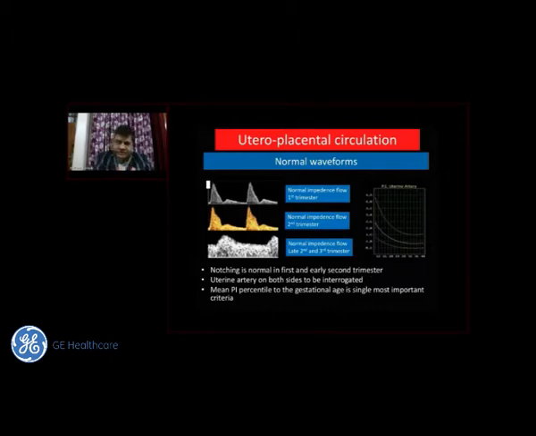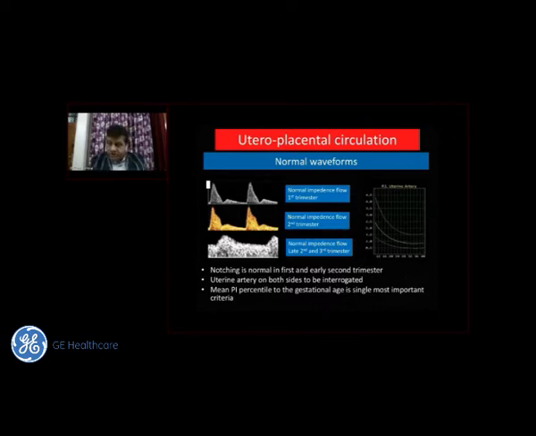You must have seen these figures before, but for the sake of making it, since this is the most important tissue, we must remember that this is the normal impedance flow in the first trimester, this is the normal impedance flow in the second trimester, and this is the normal impedance flow in the late second and the third trimester. Please remember that notching is no longer that important. Notching is normal in first and early second trimester.